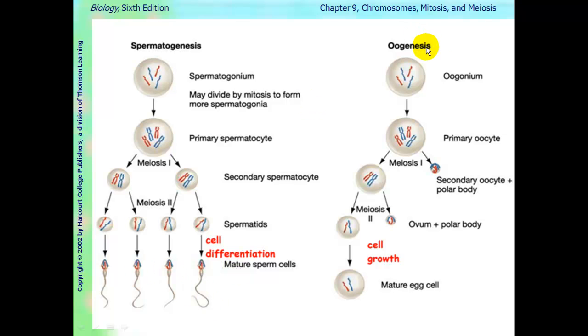In females, oogenesis starts with an oogonium. We get a primary oocyte after mitosis. Primary oocyte goes through meiosis 1, and we get a secondary oocyte and a polar body. The secondary oocyte will go through meiosis 2, and we get an ovum, an egg, that will eventually grow into a mature egg cell. Notice there's only 1 compared to 4.